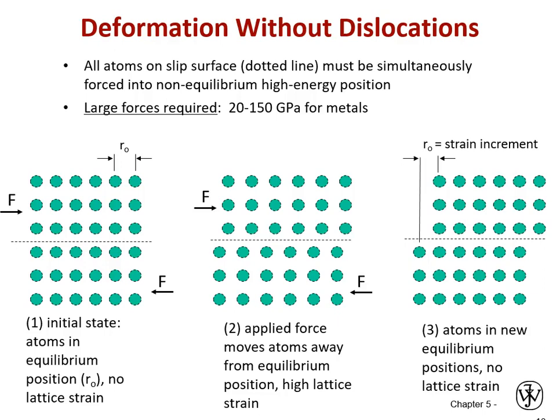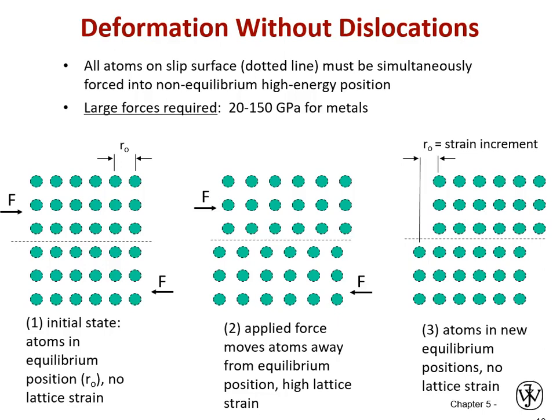So if you imagine this crystal coming out of the plane of the screen, we would have an area we're pushing on, so we would effectively have a stress on the top and the bottom, so we're applying a shear stress across that dotted plane. So initially, if we want to move it, the atoms are all going to index over such that they're now completely out of their equilibrium position.